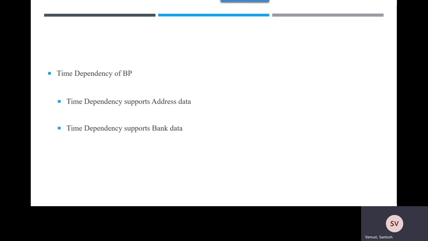So time dependency, as I said: we have time dependency at address data, time dependency at business bank data, and time dependency is also on relationship data. So in the BP, when you create address data for that role, you see a valid from and valid to date. In the same way, the bank data also has a valid from and valid to date. And the third one is your relationship data. So these three are time dependent objects in the business partner.